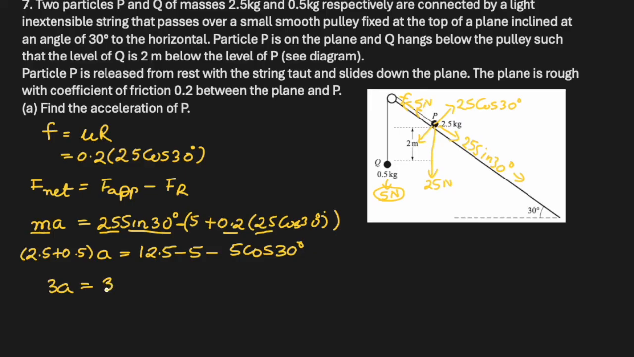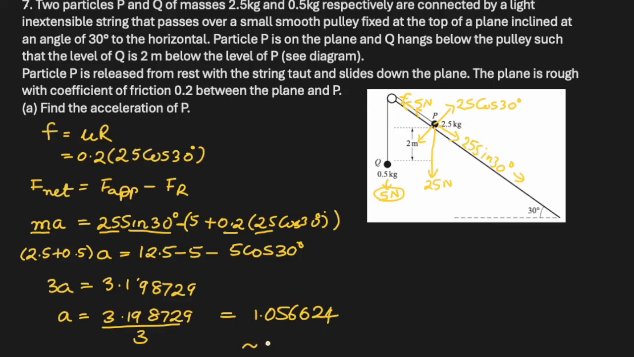It comes out to 3.1698729 for 3A. So A will be this number divided by 3, and that comes out to be 1.056624, or 1.06 meters per second squared. That's the acceleration of the system and the bodies.